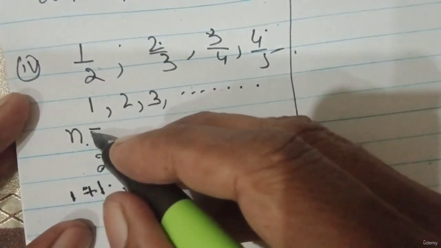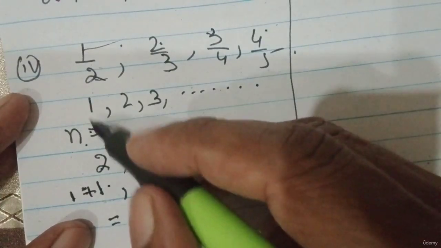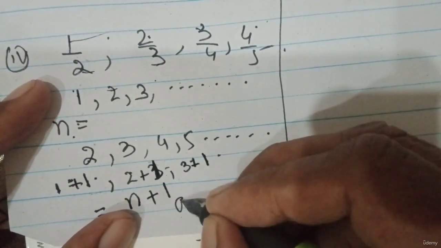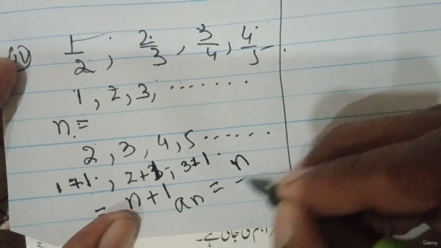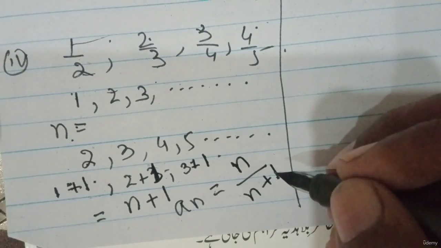Now combining this, because in the denominator we have 2, 3, 4, and in the numerator we have simple n, our nth term a_n will be n upon n plus 1. This is the way we confirm the terms.